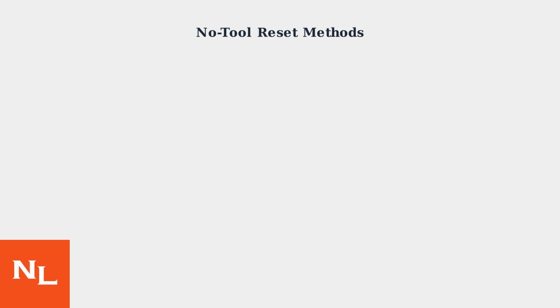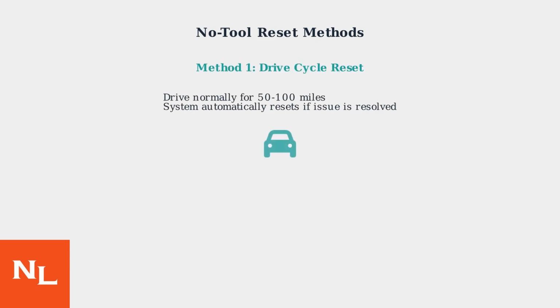If your check engine light issue has been resolved, there are three simple methods to reset the light without any tools. The first and most reliable method is the drive cycle reset. Simply drive your vehicle normally for 50 to 100 miles. The system will automatically reset the light if the underlying issue has been resolved.